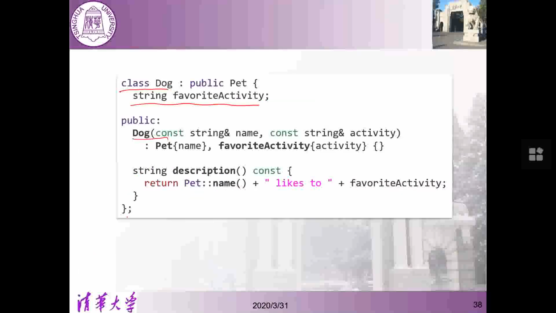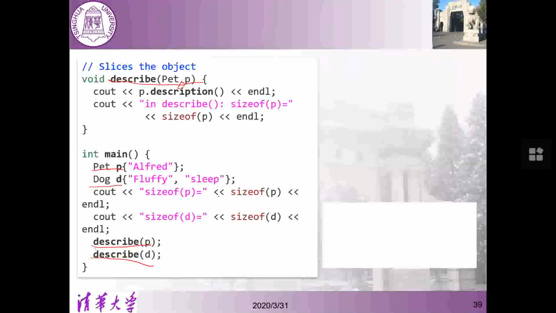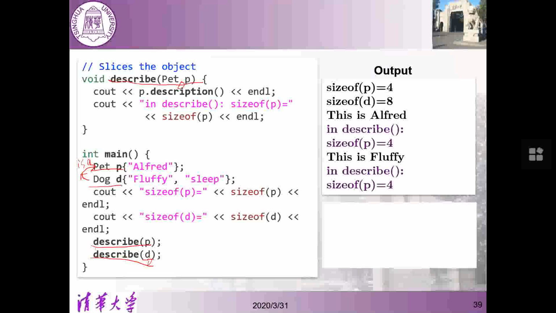Because we follow public inheritance, we have already learned that with public inheritance, a derived object follows the is-a relationship, it is a base object. So this works, right? And this derived object will be sliced to the base object. This is the output.